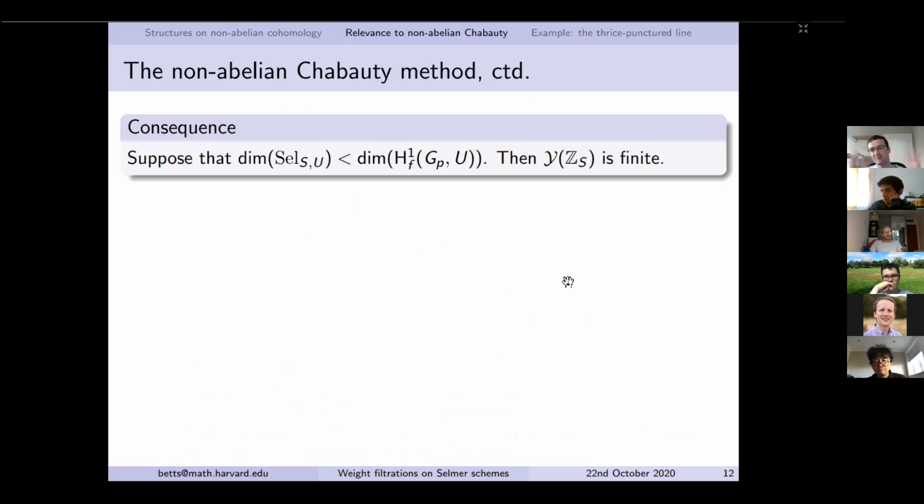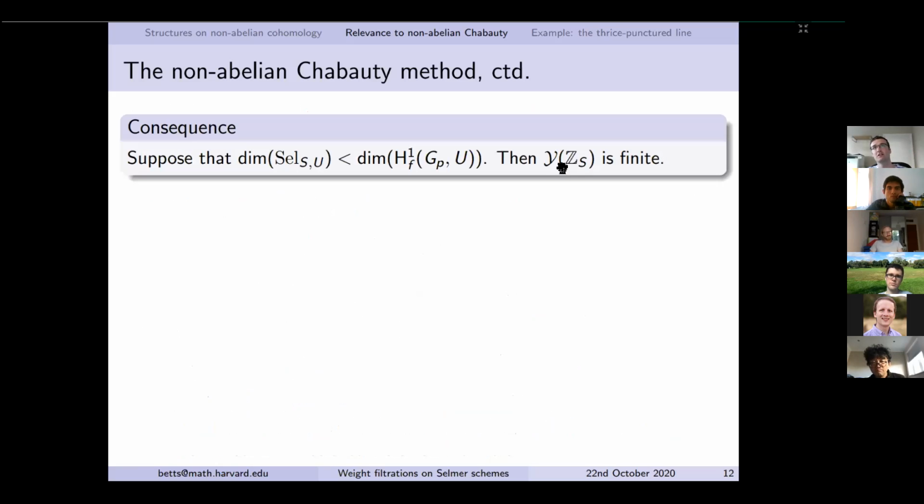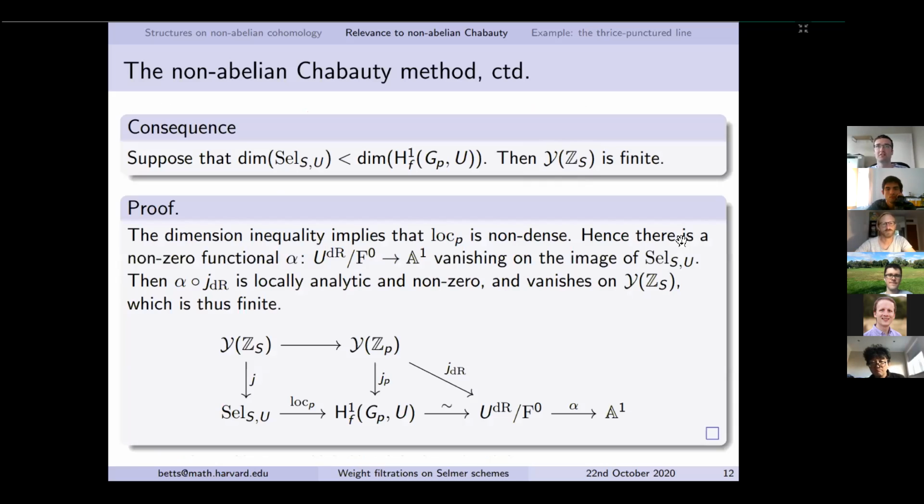One of the main facts about non-abelian Chabauty is that, suppose that for our particular choice of U that we've made, the dimension of the global Selmer scheme is strictly less than the dimension of the local Selmer scheme. This then implies that the set of S-integral points is finite, and this goes by the recipe, which is, I'm sure, now well known to most of us.